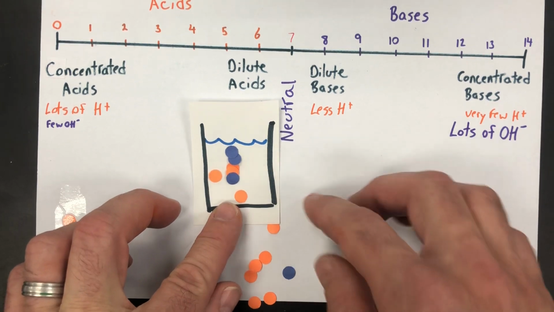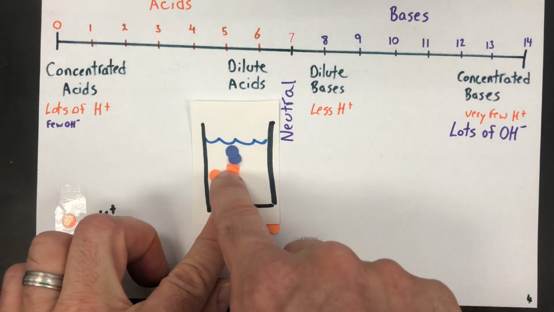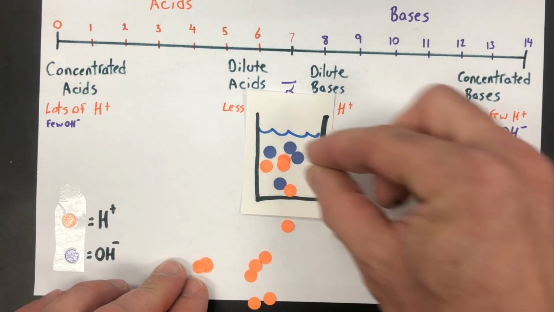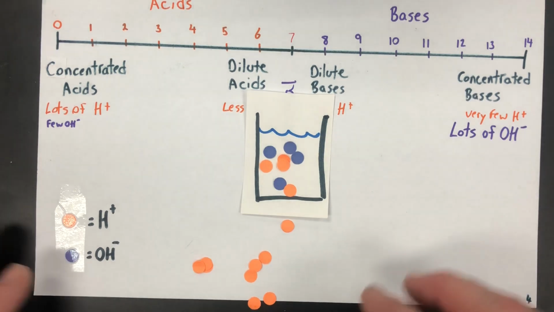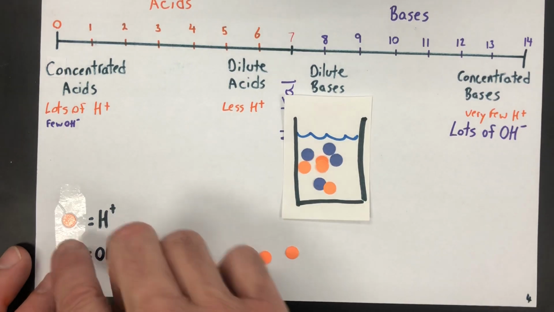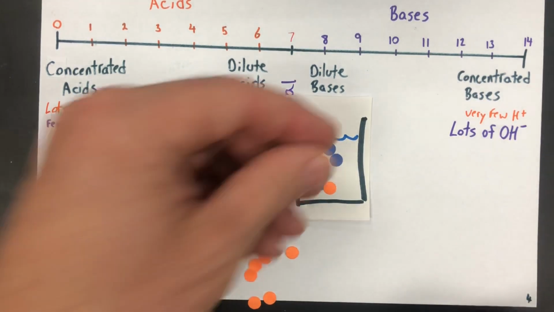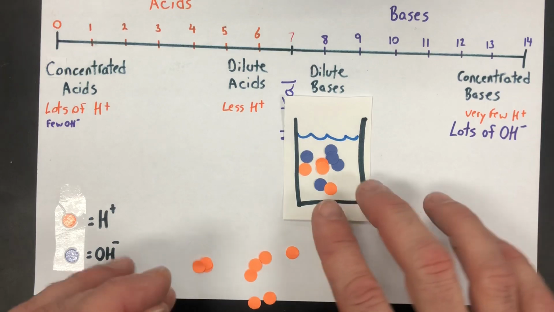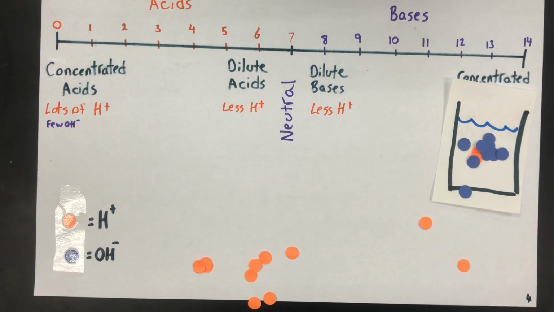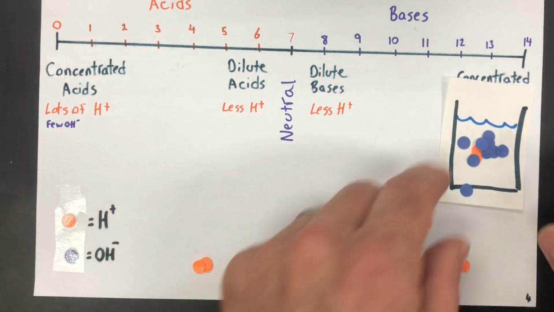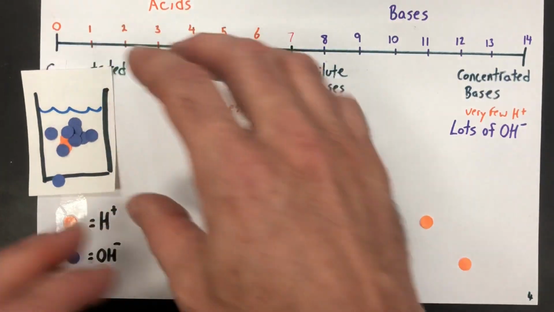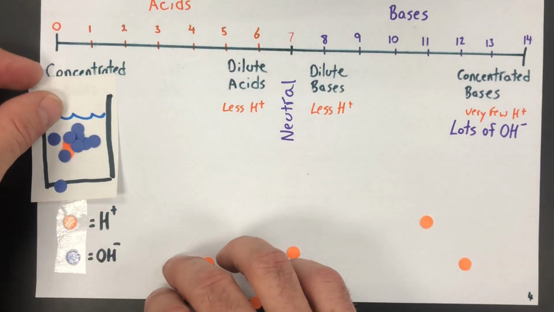So I've got 4 orange ones in there and 3 blue ones. If I was going to have a neutral solution, that means I have an equal number of hydrogens and hydroxides. That's what neutral means, and that has a pH of 7. If I have a dilute base, I'm going to have just a few more blues than oranges. If I'm going to have a concentrated base, I'm going to have a lot of blues and very few oranges. Okay? So these are the very concentrated bases. These are the dangerous ones. Concentrated acids, these are the dangerous ones.